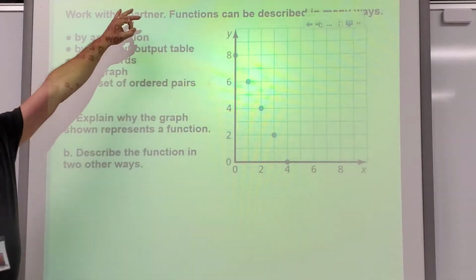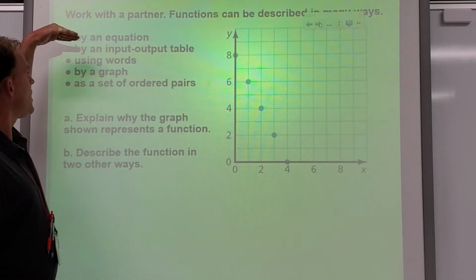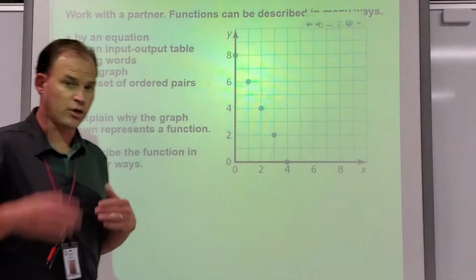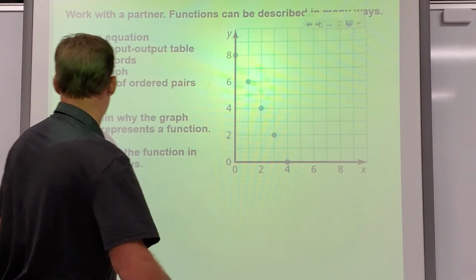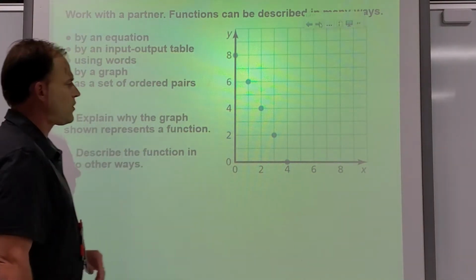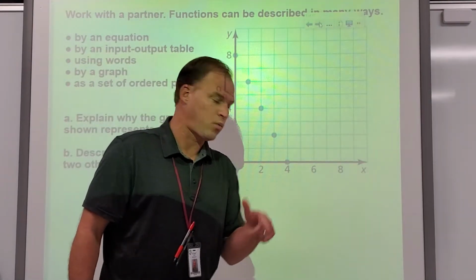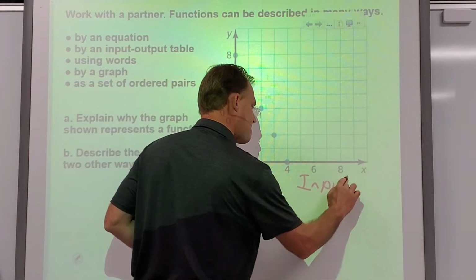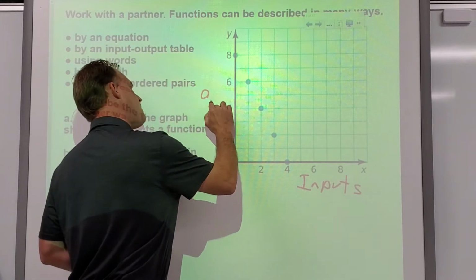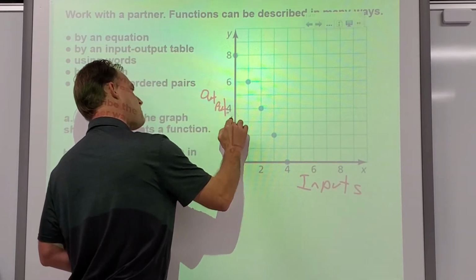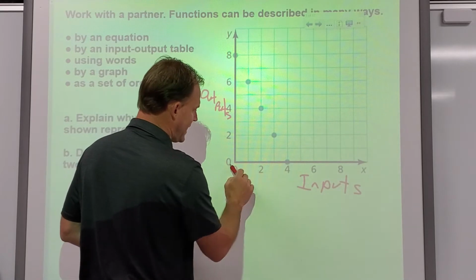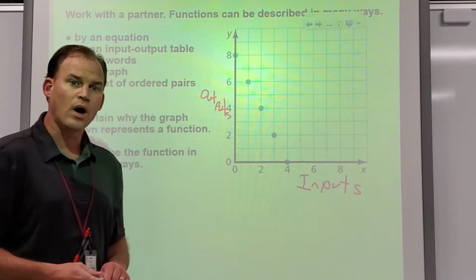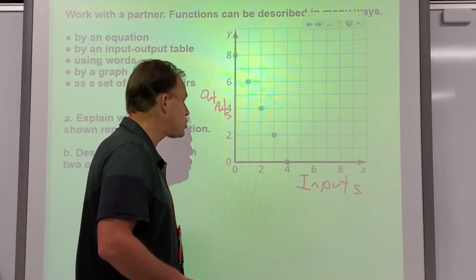We can show a function by an equation, by an input-output table, by words, by a graph, or a set of ordered pairs. And you're going to be able to do all of that today. Explain why the graph shown represents a function. So we said a function is each input with one output. So the x's, these are the inputs. These are the outputs. So each input, if I put 4, I get 0. If I put 3, I get 2. If I put 2, I get 1. Each input has one output. So this would be a function.